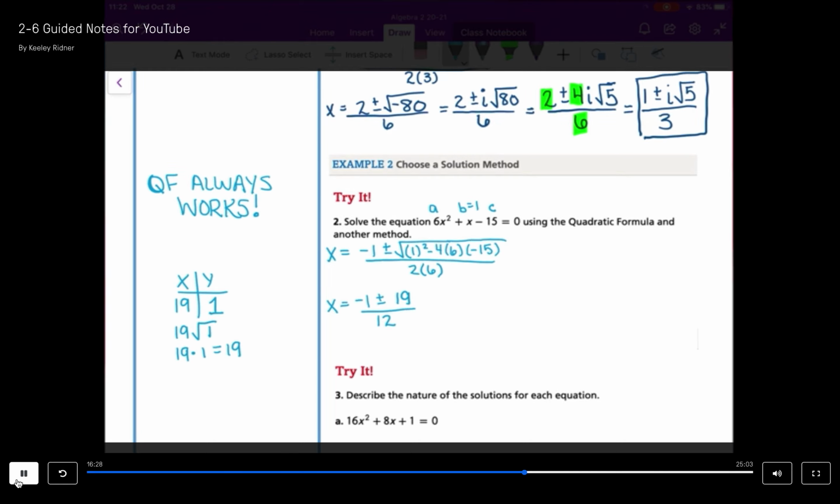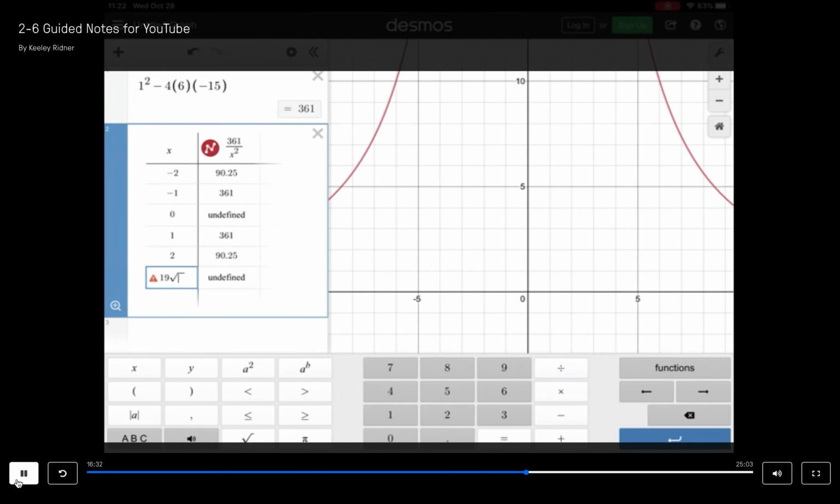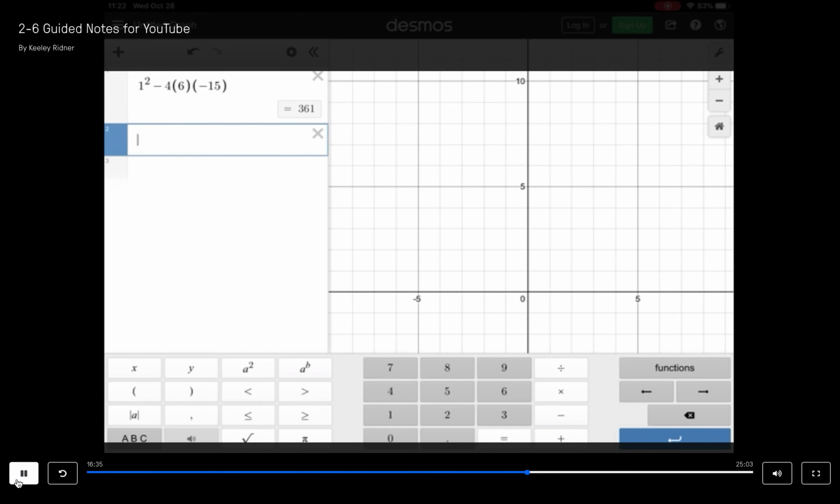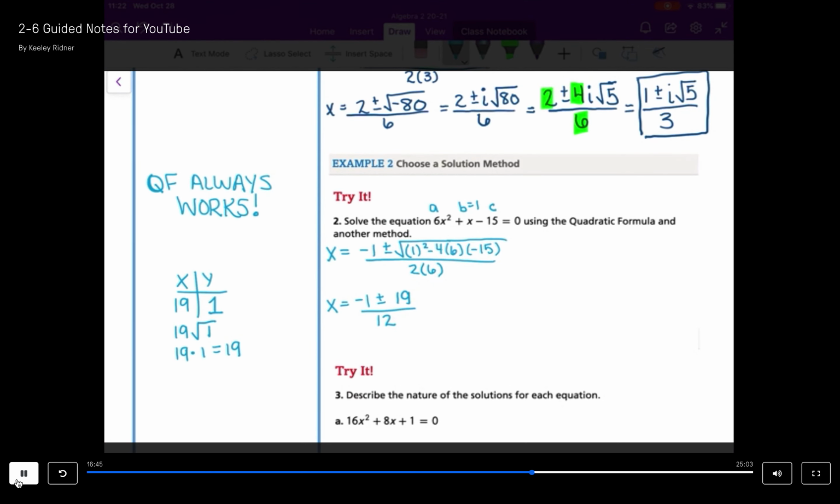So here's what I mean. If I just typed in on Desmos square root of 361, it's just the perfect 19. No radical, no nothing. It's just 19. So I'm just going to put a 19 there, which means that I can simplify further.